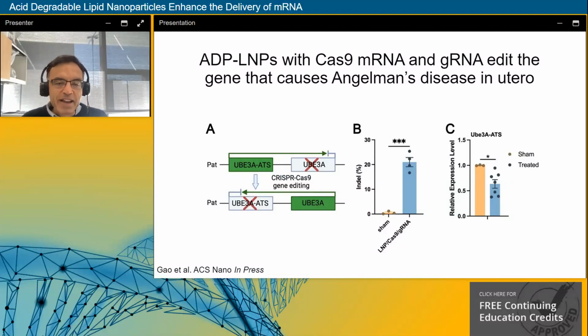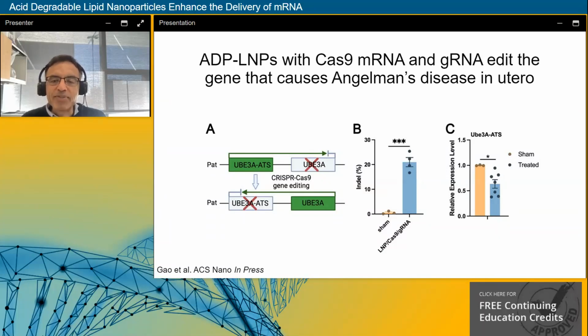And people had been investigating this for a long time. There are guide RNAs that have already been designed that can do this. We took those guide RNAs and Cas9 mRNA, packaged them into the ADP LNPs, injected them in utero ICV into a wild-type mouse, and investigated if we could generate indels in the UBE3A-ATS. The results are shown here. And in this experiment, we sacrificed the mice 10 days after birth and did Sanger sequencing.